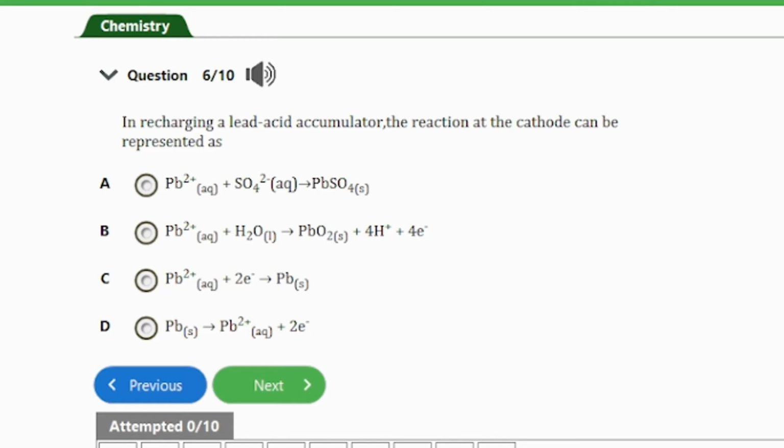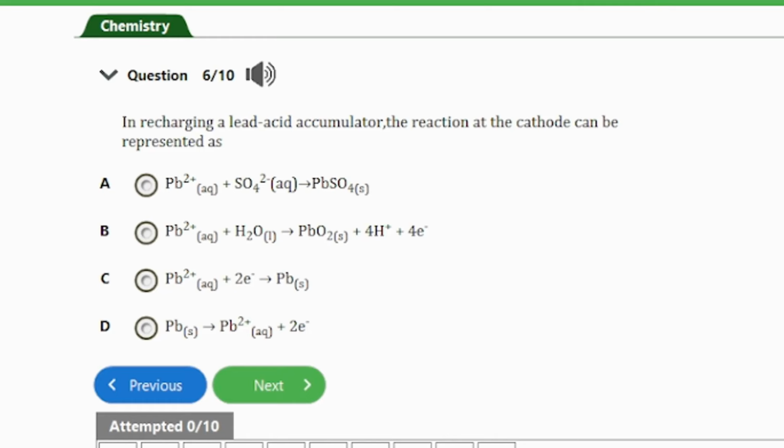Question number 6. In recharging a lead acid accumulator, the reaction at the cathode can be represented as, and we have a couple of options here from A, B, C, and D. But guys, looking at this, we already know that the answer to this question will be option C here, because we understand that the gain of electrons occurs at the cathode.